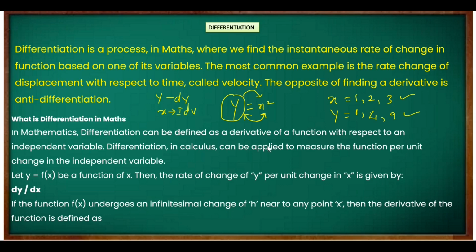And what is differentiation? The derivative of a function with respect to an independent variable. Who is the independent variable? x is the independent variable. That's the reason we always write d by dx of whatever is given. Understood? Okay. So how do we write? This is the notation we know. dy by dx. If y is given as a function, y equal to x square, then we write dy by dx.